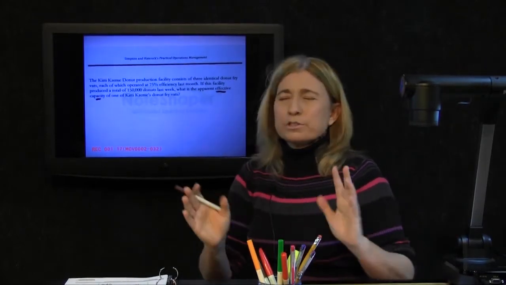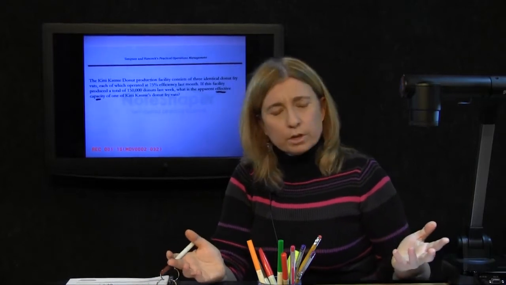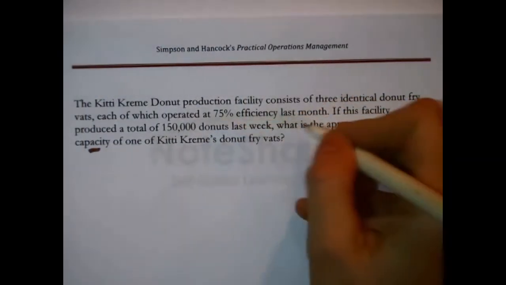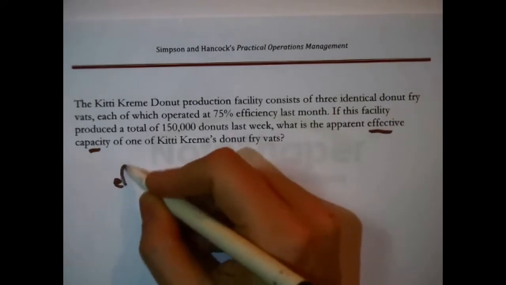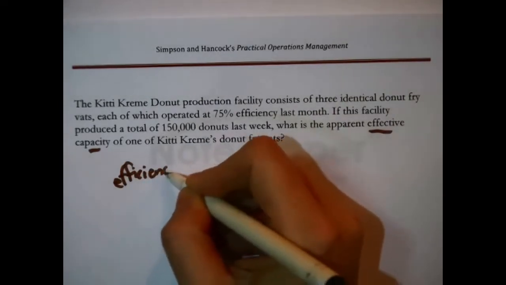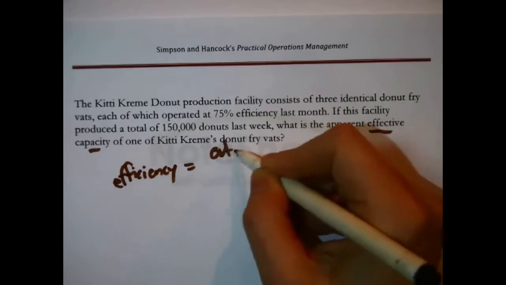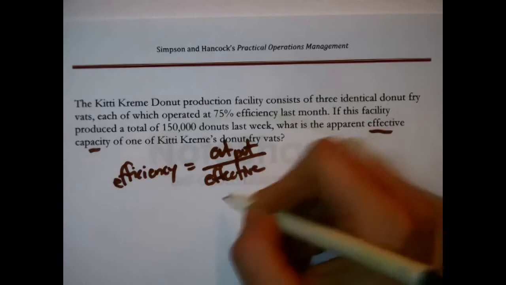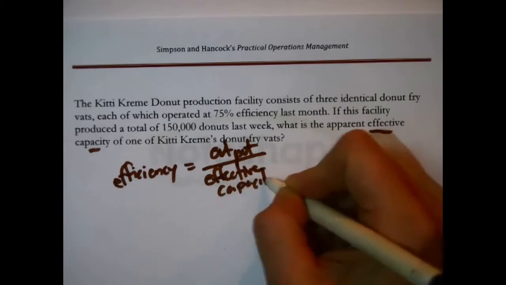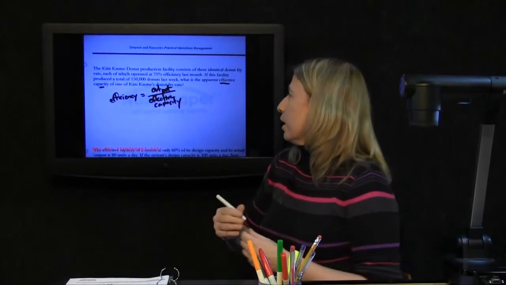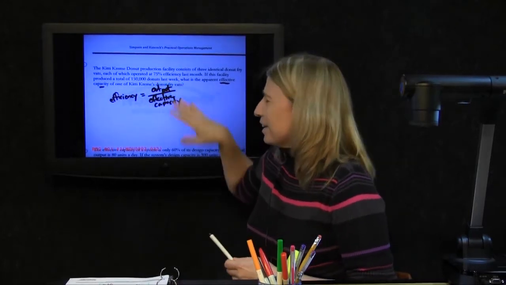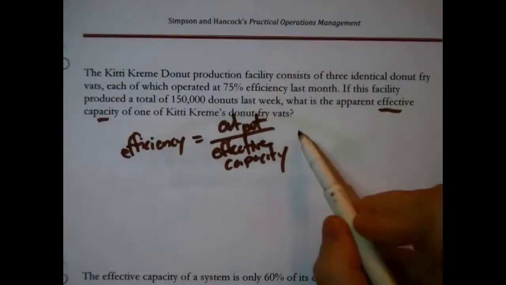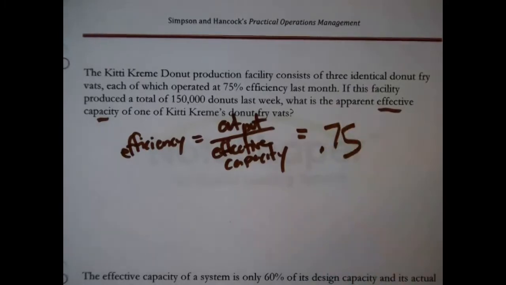All right, what's this formula that I'm talking about? It's efficiency. It said here that they're 75% efficient. So, just a note to myself, efficiency. This is the formula: efficiency is output over effective capacity. Now, this problem gave us the efficiency. It said this all equals 0.75. Done. The problem is asking about effective capacity.